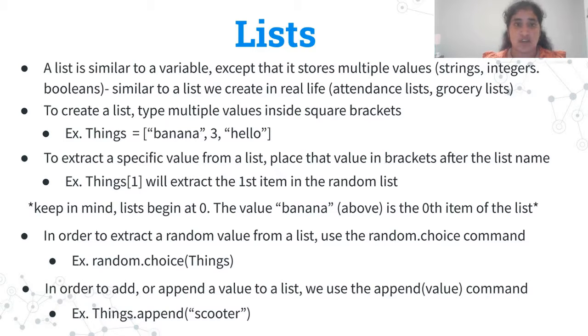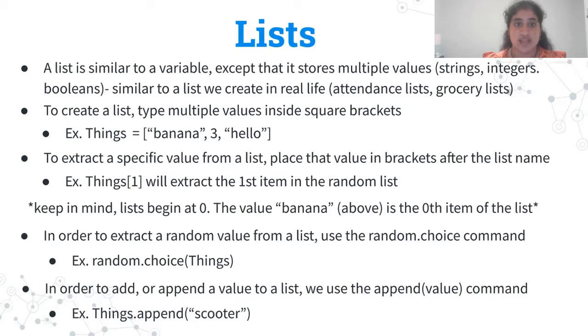For example, if we want to create a list called things, we write things is equal to, and in square brackets, we place the items we want in the list, such as banana, 3, and hello. Keep in mind that you need commas to separate each of the different items in the list. To extract a specific value from a list, place that value in brackets after the list name.